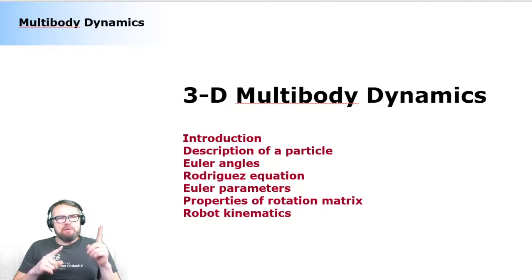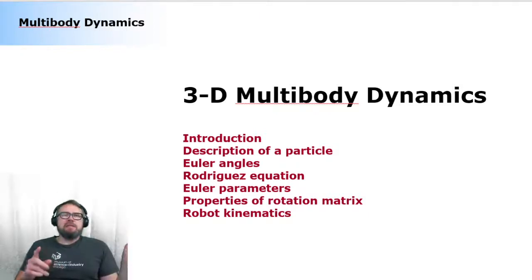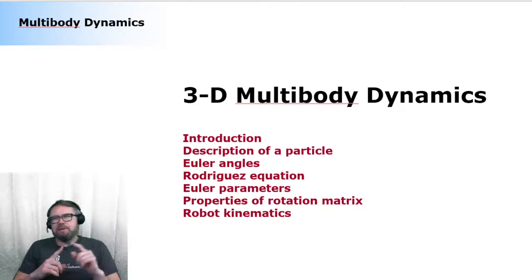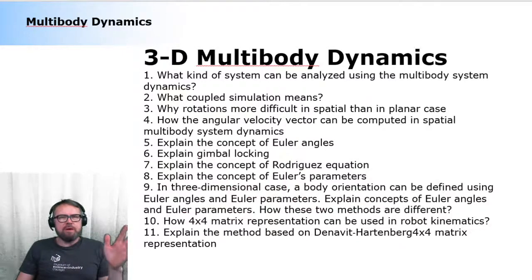Euler angles and Euler parameters are very different. They are not cousins. They have no relation, other than the name. Euler is a common name. But concept-wise, they have no relation. Shortly, we're going to take a look at the properties of the rotation matrix and robot kinematics. That's something that is a little bit of extra material, and that's going to be next week. So, as I promised, every single time we're moving on to new subject matter, there's a list of possible questions. And again, it is these questions only, nothing else.